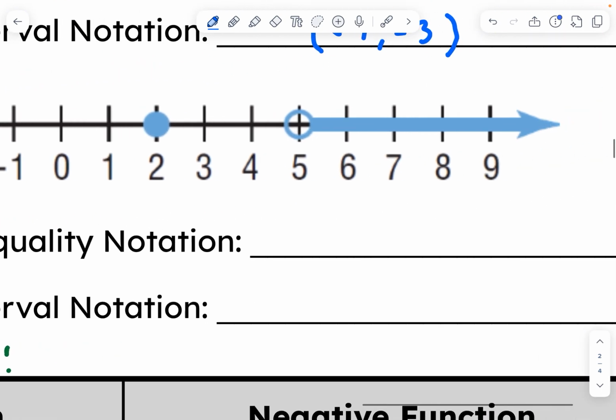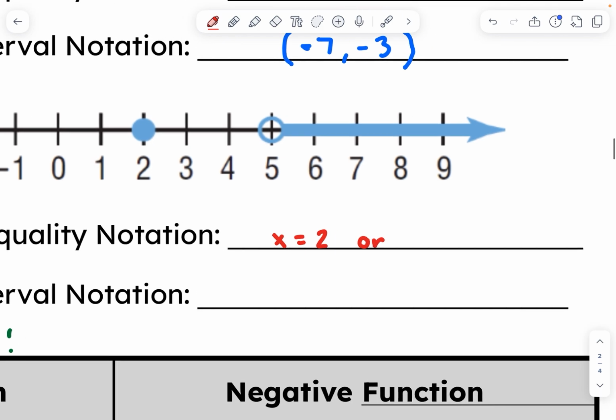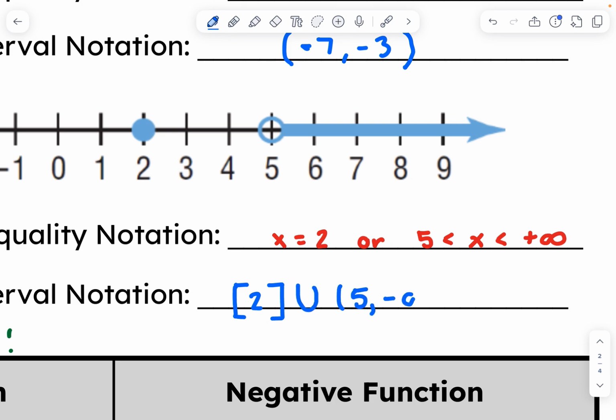Last example, you'll notice it's similar to the previous one, except now we have a singular dot. When using inequality notation, we represent an individual dot by simply saying x equals that value. And then we could say, or we could also use the comma like in the previous example, 5 must be less than x, which is less than positive infinity. In terms of interval notation, that singular value is just represented with some brackets. I once again use the large U or the union symbol, and then I would use a parenthesis on both sides over here.